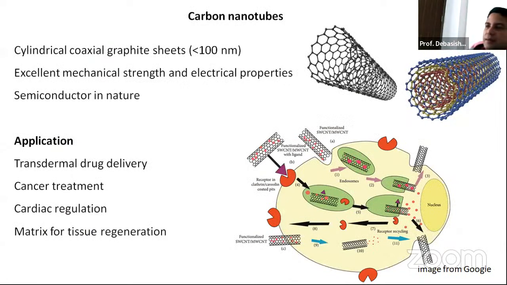Okay, and then the further biologically adaptive materials are the carbon nanotubes. We know that the carbon nanotubes are cylindrical coaxial graphite sheets. And so the carbon nanotubes have excellent mechanical strength and electrical properties, and they're semiconductive in nature. And nowadays, you know that the carbon nanotubes can be used for very different purposes. They're very good materials for modern medicine. We can use them for drug delivery, for cancer treatment, for cardiac regulation, as a matrix for tissue engineering. For many purposes, we can use this kind of carbon nanotube.